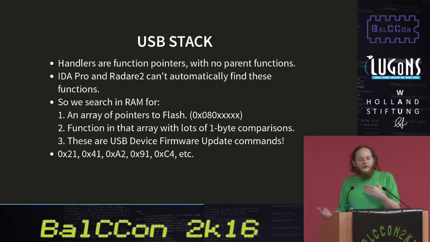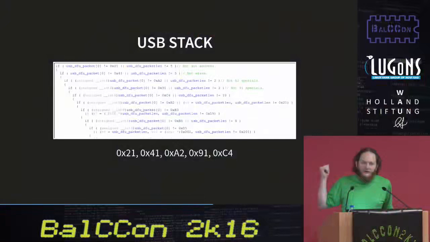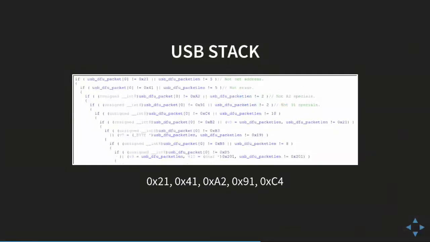You can also look through the decompiled code after you've identified these functions and look for the 1-byte commands that are used in their implementation of the USB device firmware update protocol. So in my case, I know that there are special manufacturer commands for 2.1, 4.1, A2, 9.1, and C4. Well, how many functions in this code base reference all 5 of those bytes separately in if statements? Turns out there's only one. The decompiler is able to identify that and to show me all of the code that references these regions.